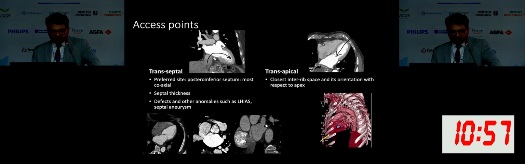Looking at the access points, for the septum, we need to see if there are any issues with the septum, if there is a defect or an aneurysm, or a PFO, or a lipomatous hypertrophy. Surgeons will like to know that. And for transapical, we just see which intercostal space is the closest to the apex and what the orientation is relative to the apex.